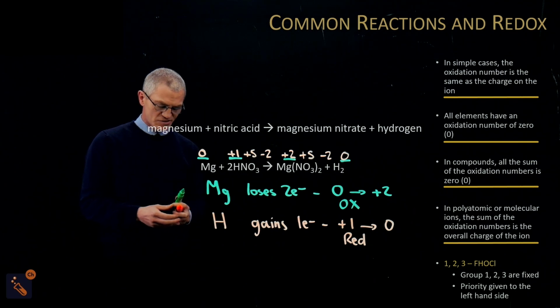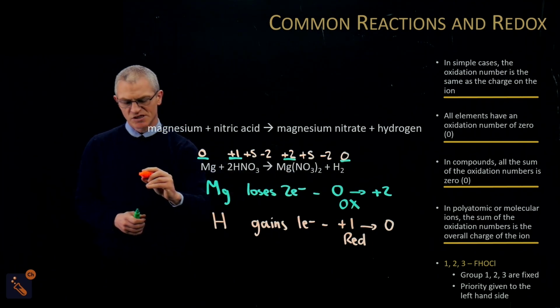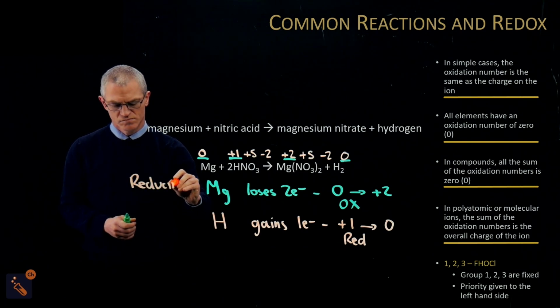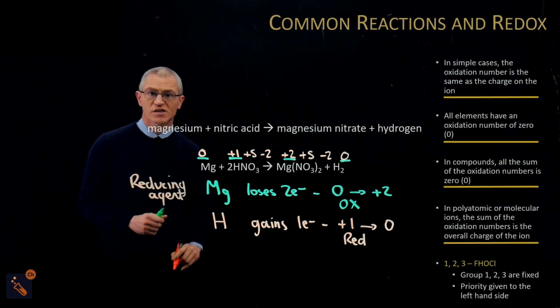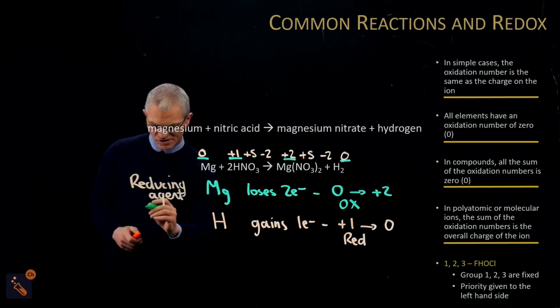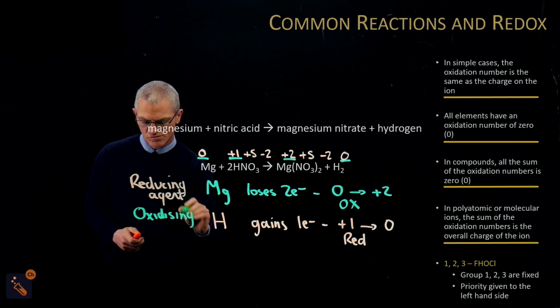We then go across here and we say, right, it's been oxidized, therefore it must be the reducing agent. Okay, so that's your reducing agent, and then underneath we say that if it's been reduced, it must be the oxidizing agent. So we're using a lot of information and pulling it all together in these equations.